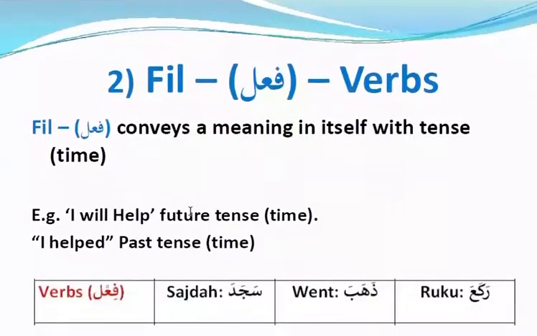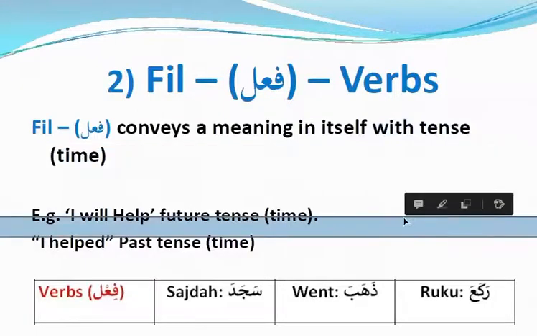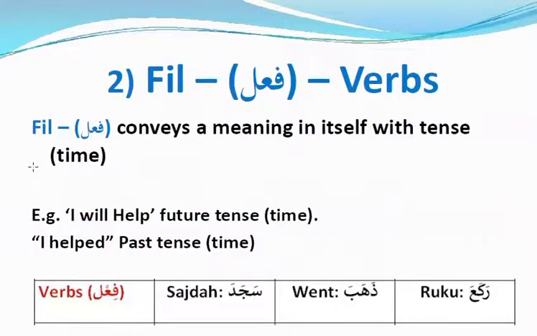Then we have the verb. The verb also conveys a meaning in itself, but the difference is that the verb has a tense. It will have a time attached to it. For example, I will help. The will gives us a future tense of this doing action. I helped: this is the past tense. So you can see it's a doing word which is connected to a tense. This is the difference between an ism and a fi'l. They both are independent in conveying meanings. One has a tense attached to it and the other one doesn't.